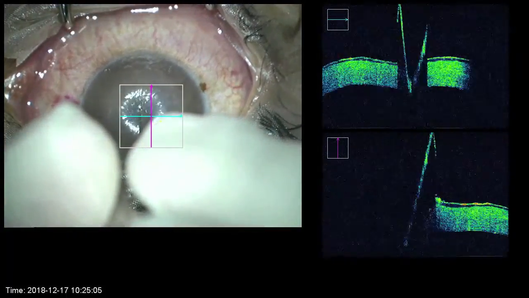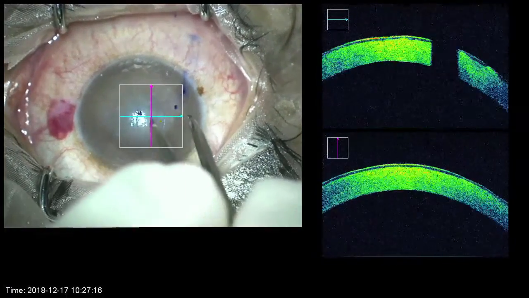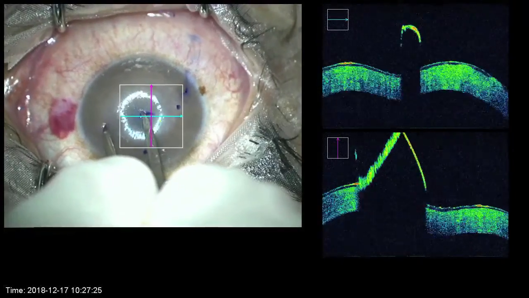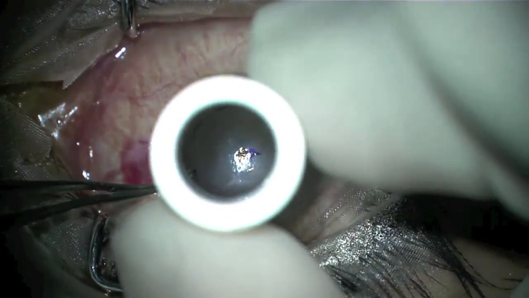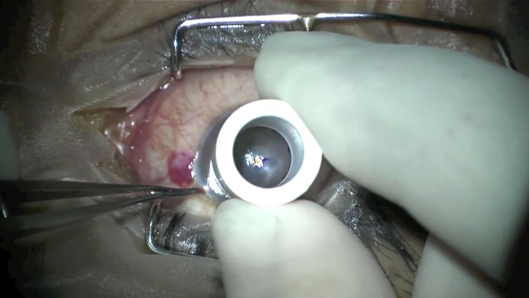To begin with, the center of the cornea is marked. A 6 mm mark is taken around the center of the cornea to guide in trephination. A 7.5 mm trephine is used to create a partial thickness groove.